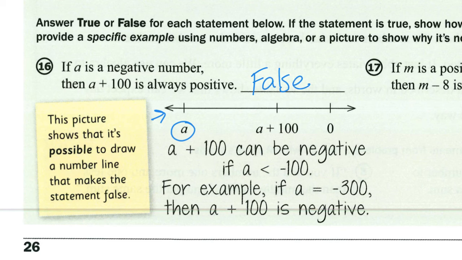A plus 100 can be negative if a is less than negative 100. For example, if a equals negative 300, then a plus 100 would be negative 200, which is still negative.